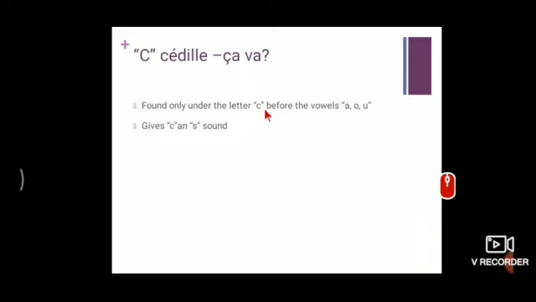If there is a small s there, that means it is an S sound. It changes a hard C to a soft C. So it's very simple. Say, say, say. So hard C is "ka", and soft C is "sa". So the S sound will come.